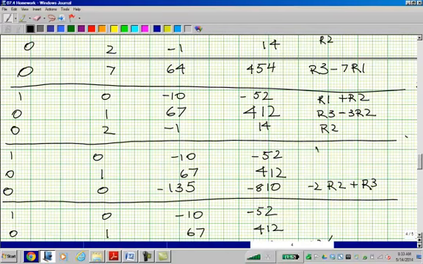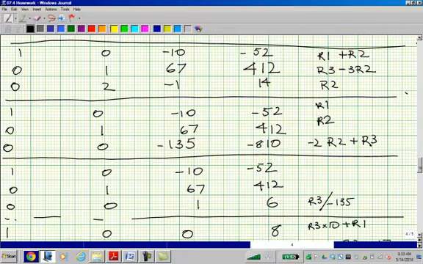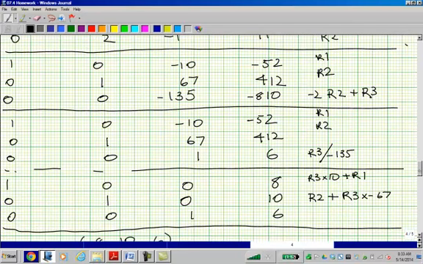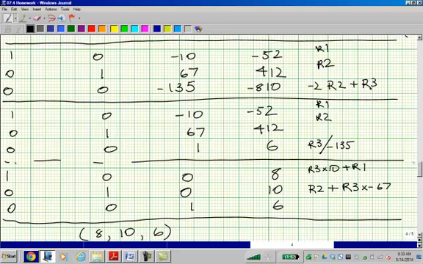R1, R2, and minus 2R2 plus R3. Minus 2R2 plus R3 gives me 0, 0, -135, -810. Okay, I just take R1, R2, and R3 divided by -135 gives me a 1 and a 6. So the bottom row is done, and I'm going to use this to finish off everything above it. So R3 times 10 plus R1 takes care of that.